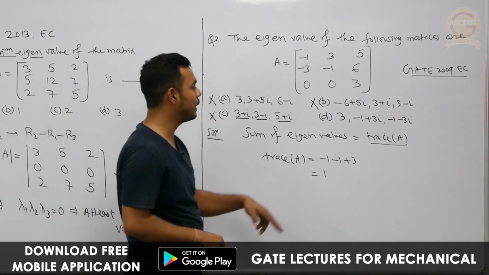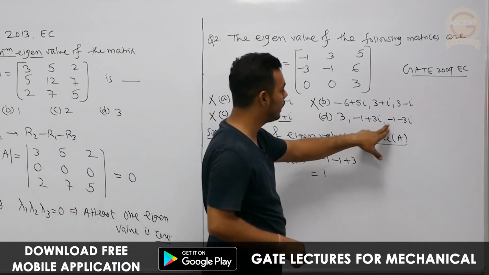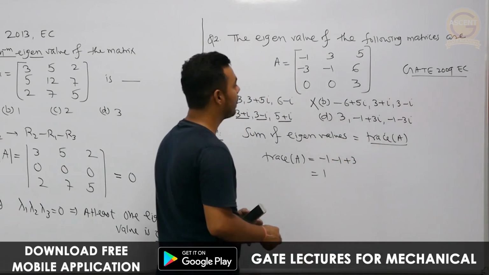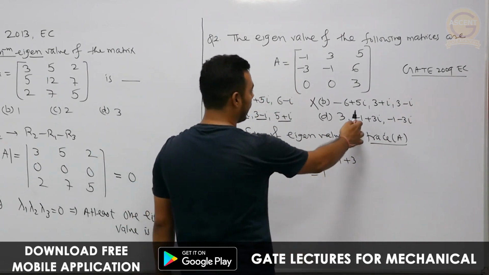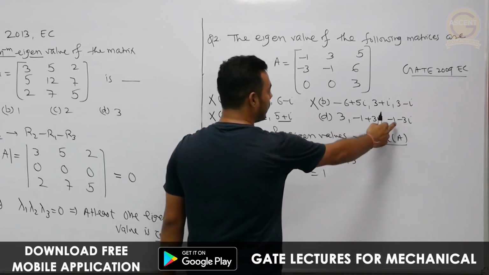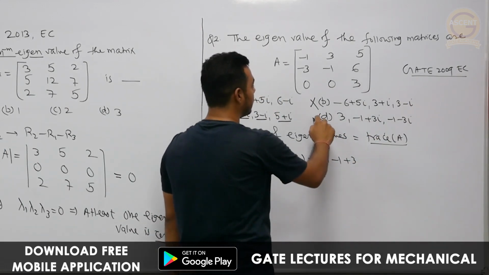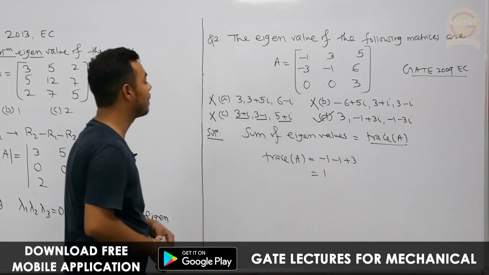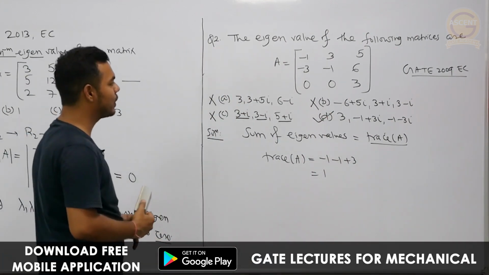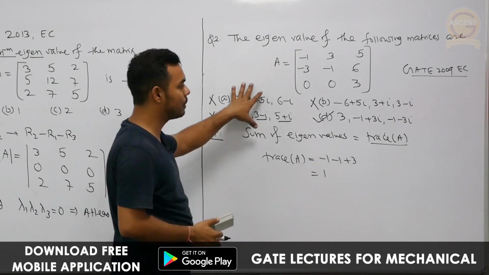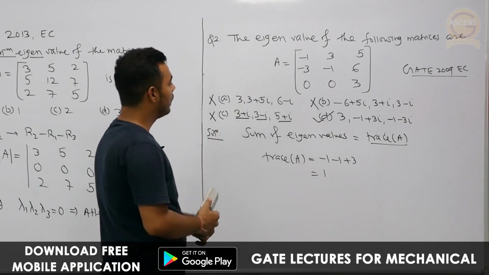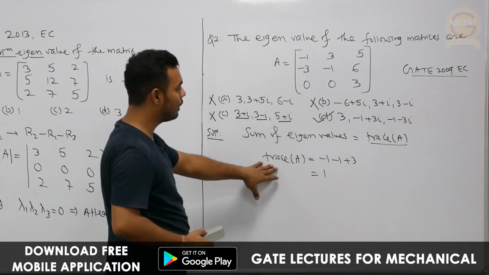And finally our option D is 3, minus 1 plus 3 iota, minus 1 minus 3 iota. If you add all these numbers, you will get 3 minus 1 plus 1 plus 3 iota minus 3 iota. This will cancel. So this is your correct option D. This was a very simple problem because of the options that were given, and you don't even have to calculate the trace.